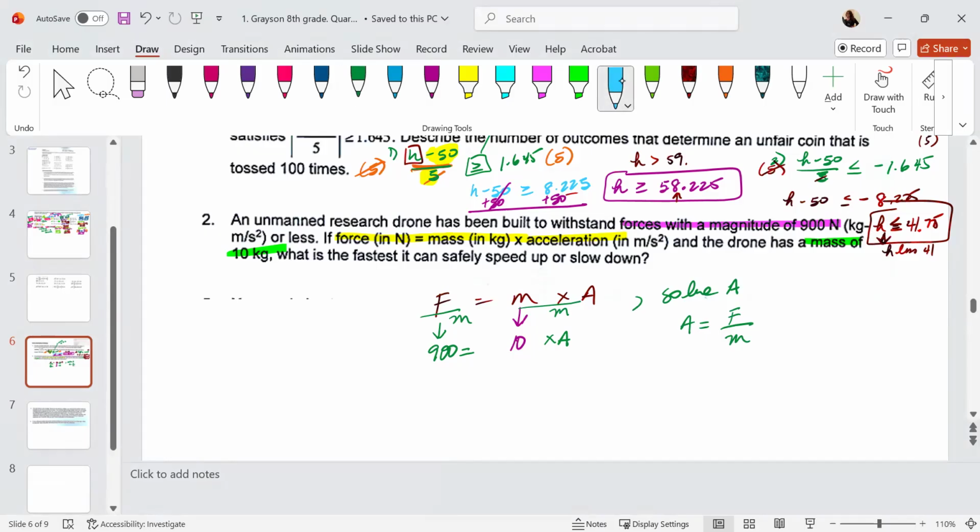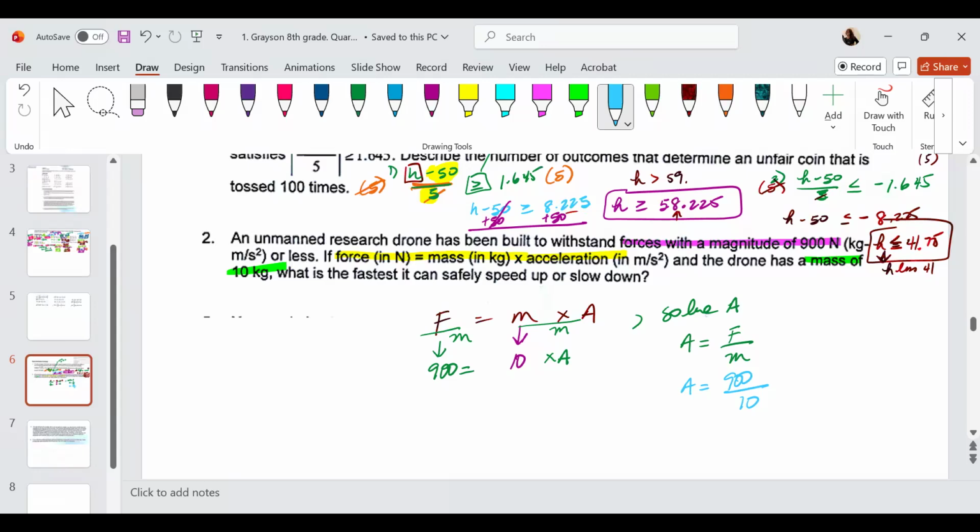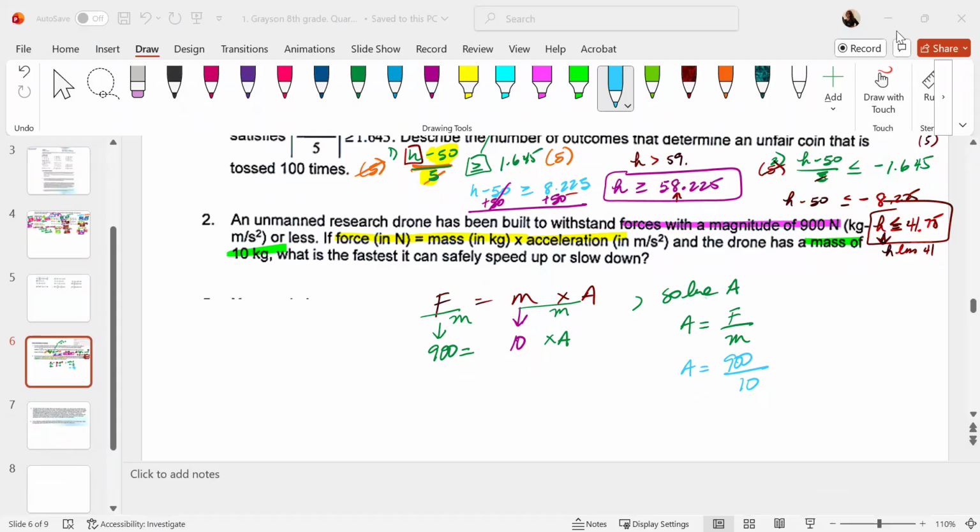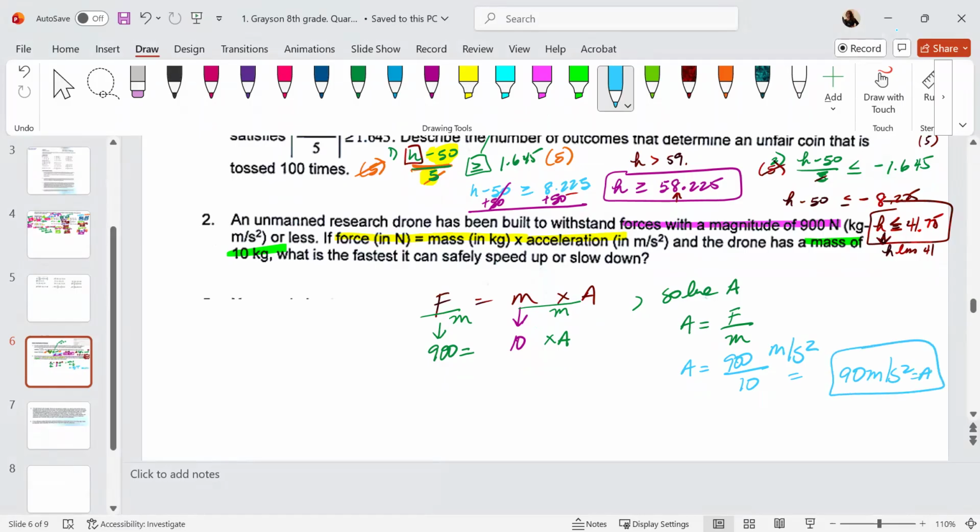Yeah. So then if I rewrite this, A equals force, which is 900, right? Over 10. So 90 over 10. Yeah, meters per second, correct? This is meters per second squared, right? Yeah, so it's just 90 meters per second squared. That's it.